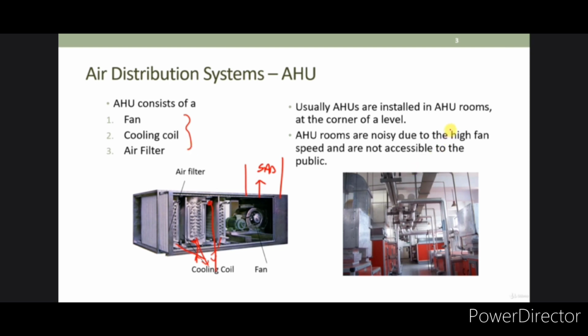And AHUs are installed in AHU rooms. Okay, it's somewhere that is not accessible. Usually it's at one corner of the level. And inside the AHU rooms, there can be multiple AHUs. So for example, in this particular picture, there are around four big AHUs inside. And because it's also very noisy, usually it's being confined. Alright, it's being insulated. The doors are insulated so that the noise doesn't get out.